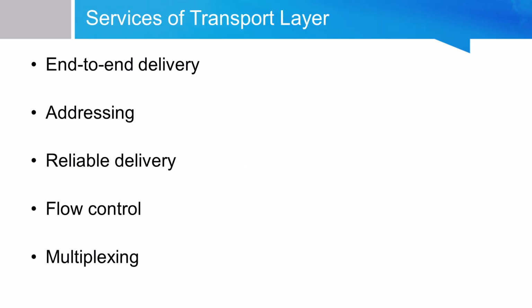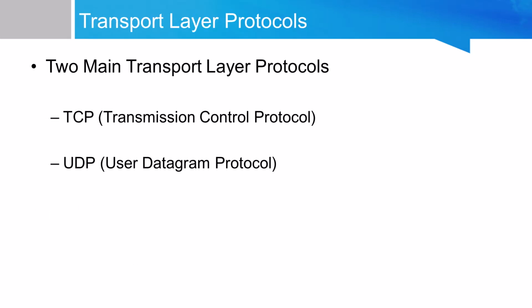Services of the transport layer. These are the main duties or services of the transport layer. The first one, end-to-end delivery, addressing, reliable delivery, flow control and multiplexing. Then the protocols of the transport layer. The two main transport layer protocols are TCP, Transmission Control Protocol, and UDP, User Datagram Protocol.